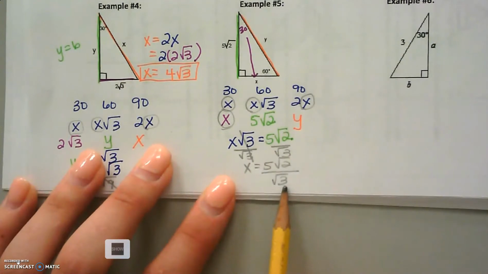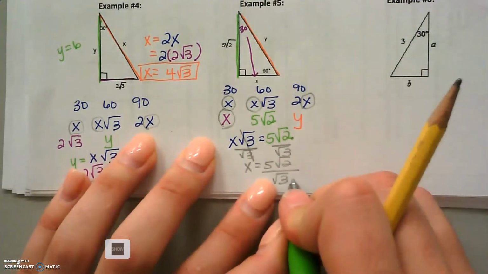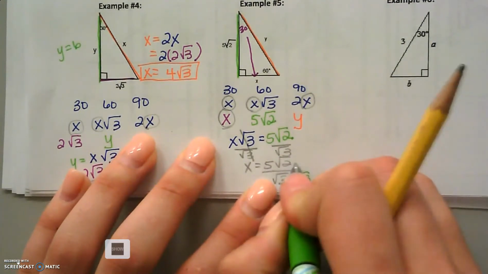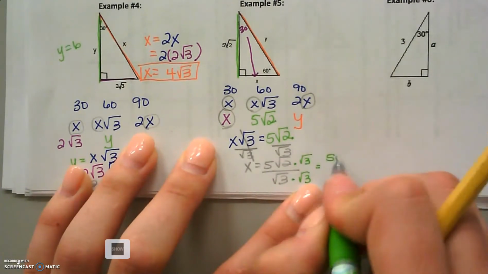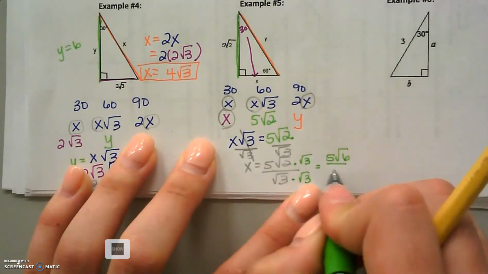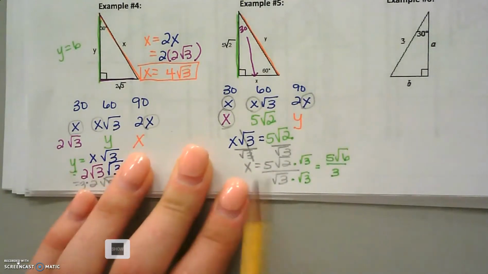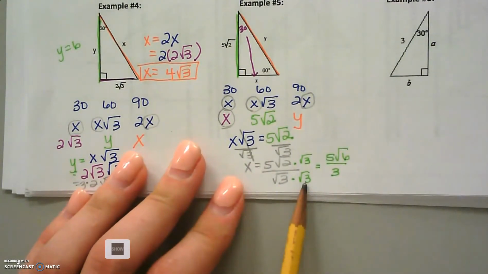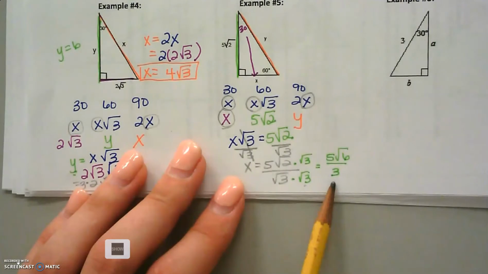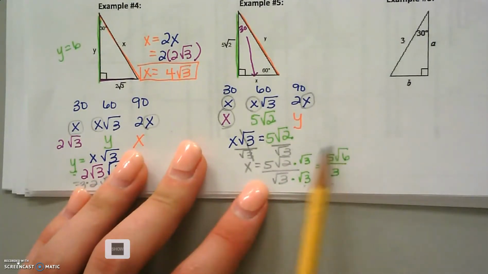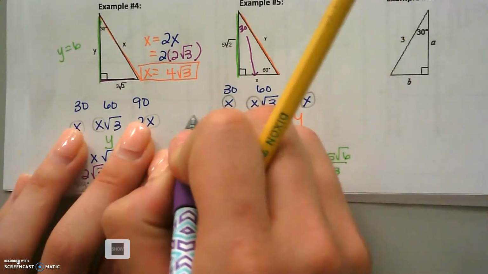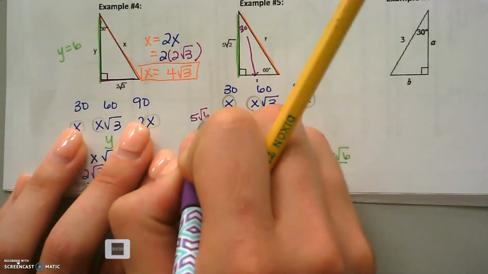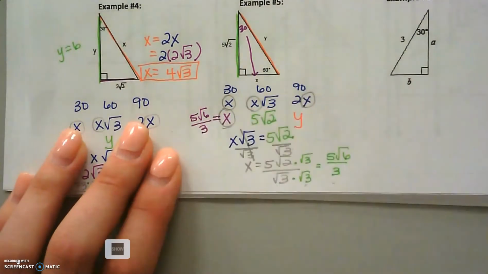But we've talked about this previously in this video. You cannot have a radical in the denominator. So we're going to rationalize it. I'm going to multiply by the square root of 3 on the bottom and on the top. So it's going to give me 5 square roots of 6 over 3. 3 times 3 is 9, but we know the square root of 9 is 3. So this is the answer to my shortest side length. X is equal to 5 square roots of 6 over 3.